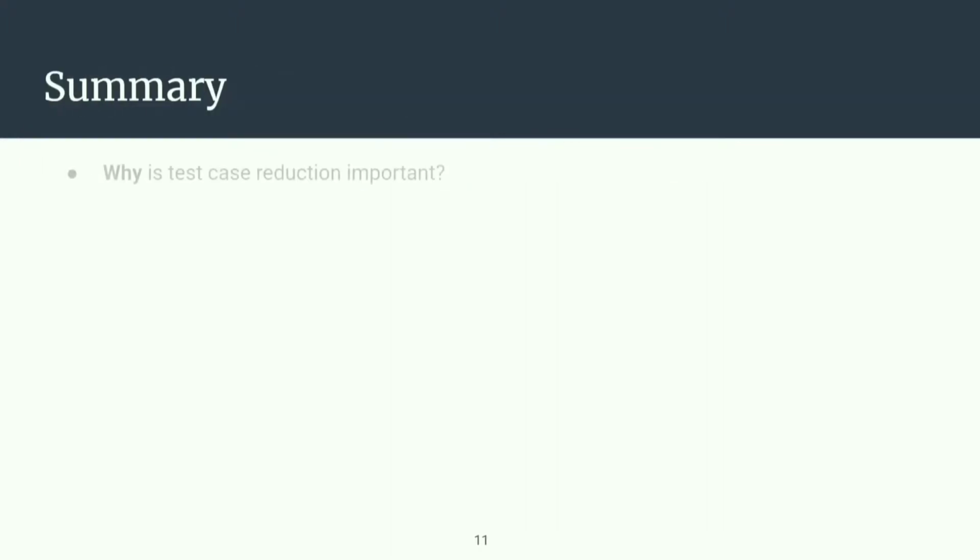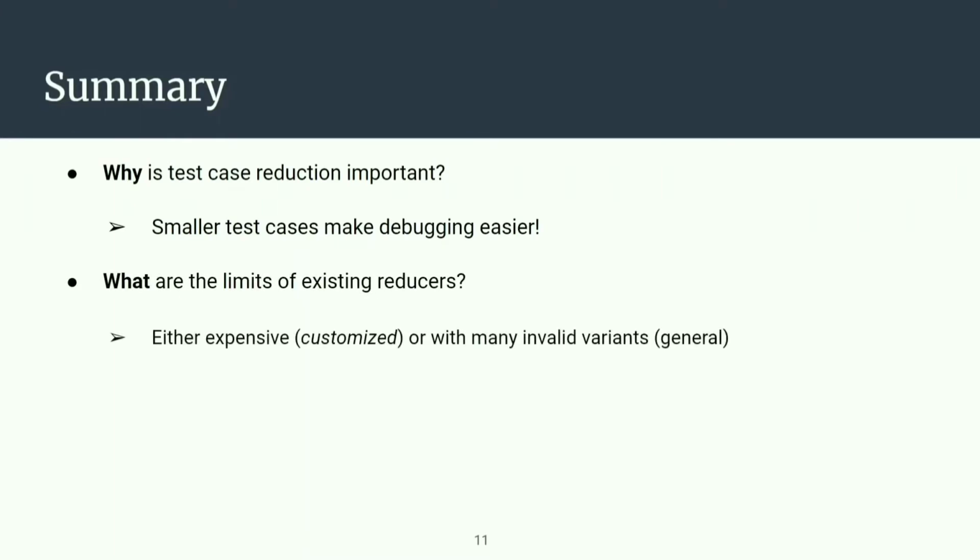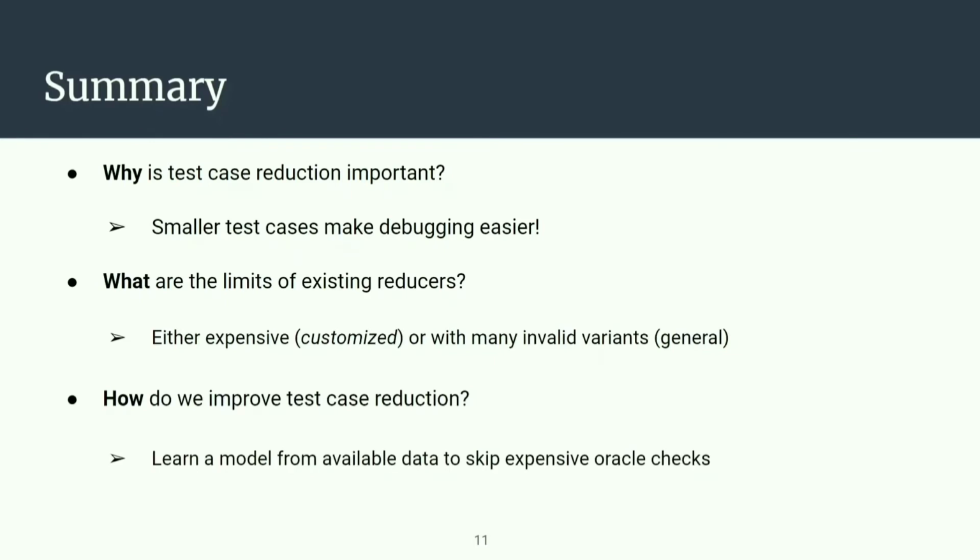To summarize, test case reduction is important because smaller test cases make debugging easier. The existing reducers are either customized, which are hard to develop, or are too general and will generate many invalid test cases. We can avoid performing oracle checks on these invalid tests by learning a model that recognizes these variants before performing the expensive oracle check. This work is a first step in learning models to make reducers more accessible.